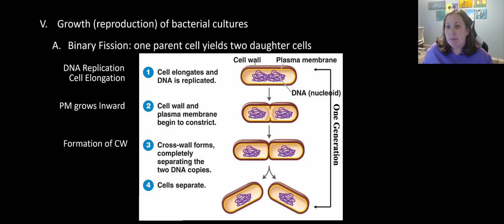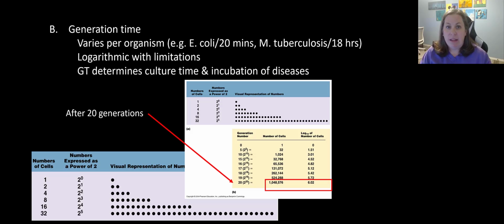Now, like I said, sometimes they can do this very quickly. Other times it takes longer. This is known as the generation time. How long does it take for one generation to go to 2, 2 to go to 3, and so on? This varies for organisms. E. coli can do this every 20 minutes. This is why food poisoning can happen within a couple of hours of exposure to E. coli. But tuberculosis, it takes 18 hours for them to reproduce. So it's a lot longer. And so those cultures would need to be incubated longer than the E. coli.